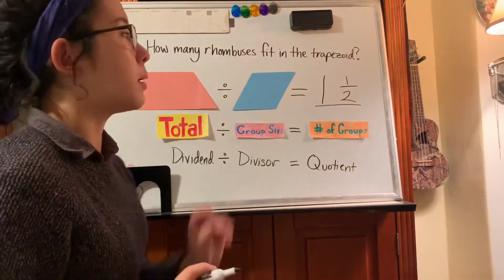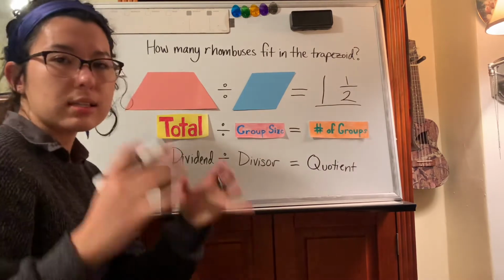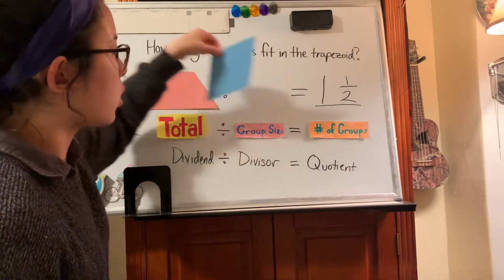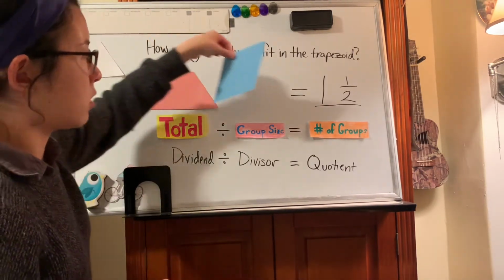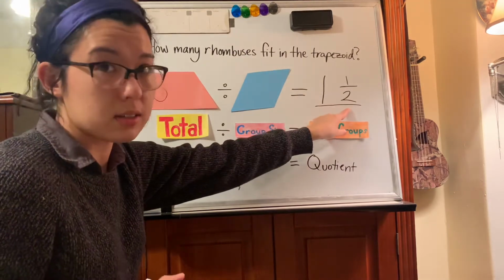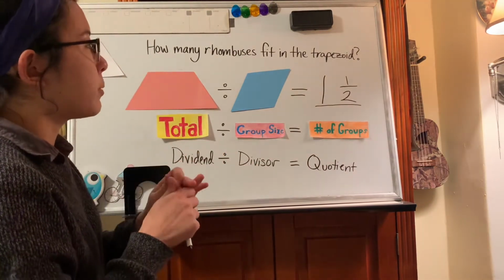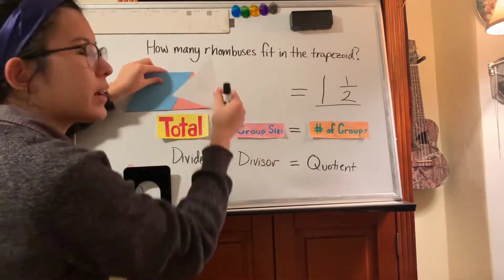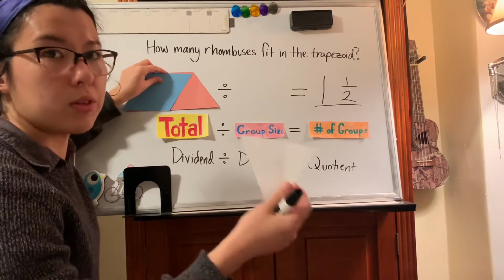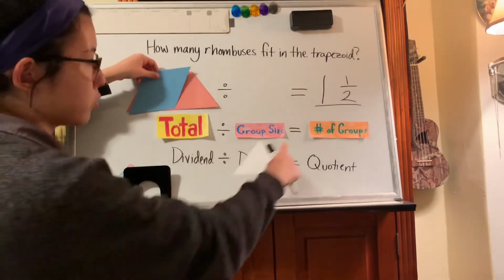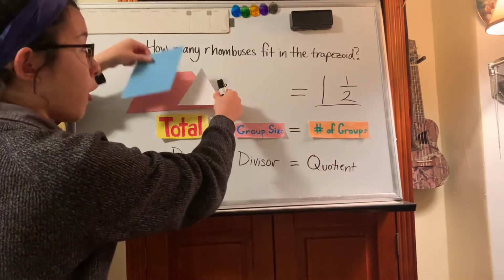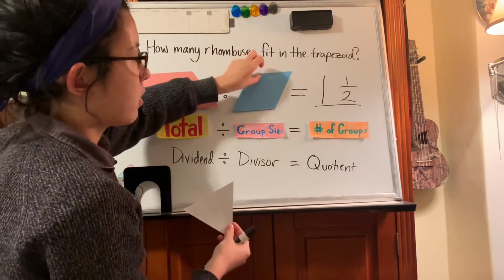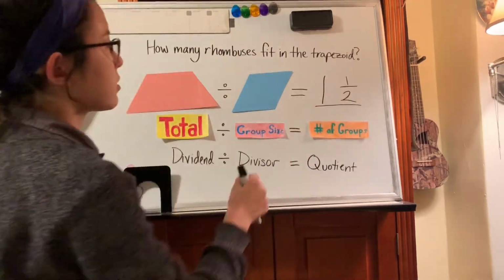When we look at this mixed number, the whole number part represents how many whole groups fit into the total. One whole rhombus fits into the total. The fraction part of the mixed number represents how much more of that group size could fit into the total. That's why we had to say 1/2 instead of 1/3, because one whole group fit in, and then half of that group size, which is represented by this white triangle, also fits in. So that's what that fraction part represents.